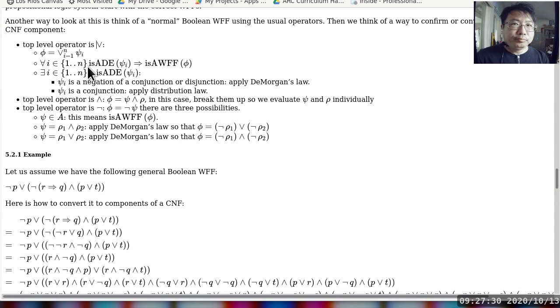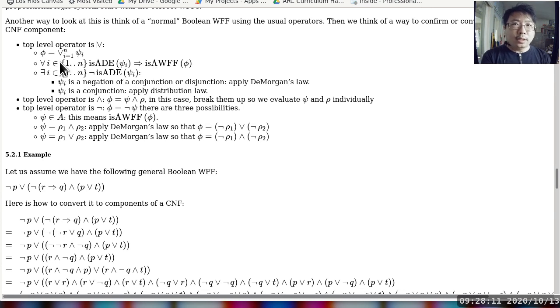So now you want to consider each psi i. If each psi i is a disjunctive element, then you're done already, because in that case phi is already in CNF, a well-formed formula by itself. You basically just join all the components and dissolve all the parentheses, and we're good to go. In other words, phi in this case is one gigantic disjunctive term, and since it is a disjunctive term by itself, it is also well formed.